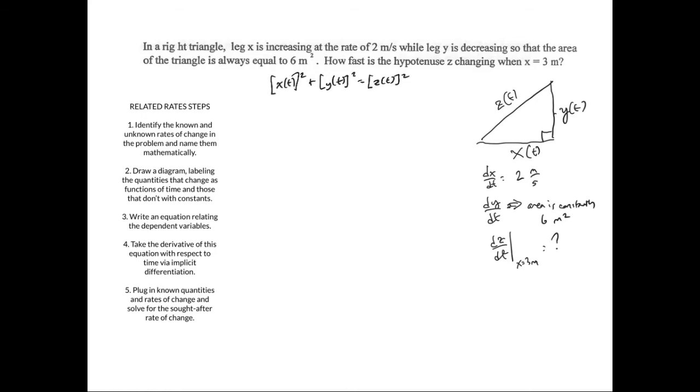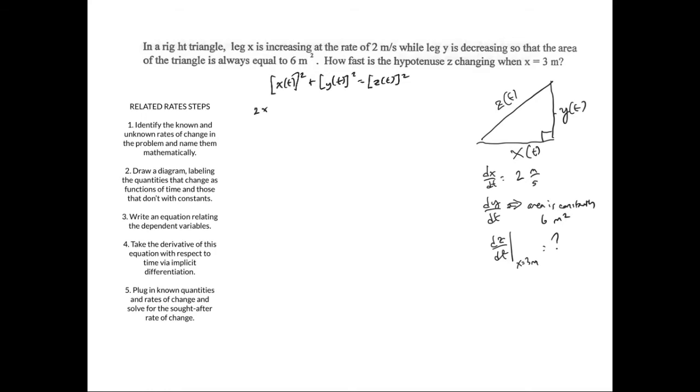But when we go to look at the rates of change that we want to plug in, we're going to need a little more information. I'm going to come back to that in a moment. When I implicitly differentiate this, I would use the chain rule for each of those terms.